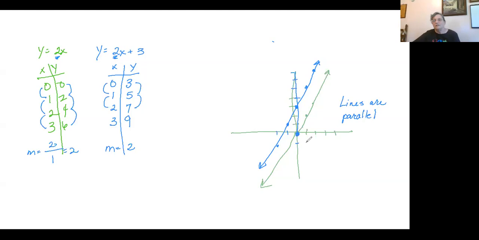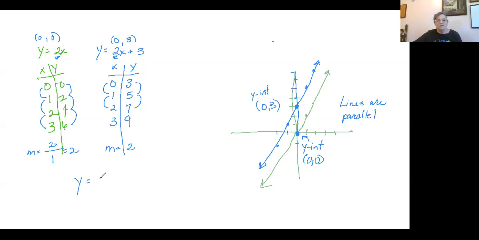In the green line, the y-intercept occurs at 0, 0. In the blue line, the y-intercept occurs at 0, 3. Recall that you find an intercept by letting the other letter be 0. In this case, if we put in 0 for x, y is going to be 0. In this case, if we put in 0 for x, it'll wipe this out, y is going to be 3.